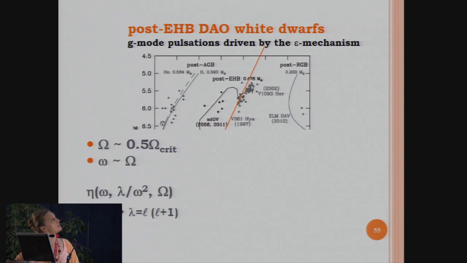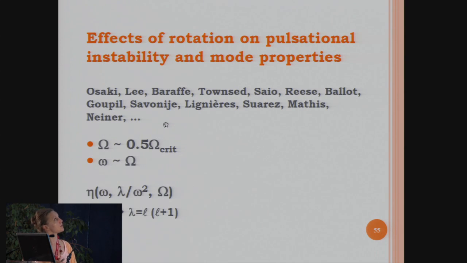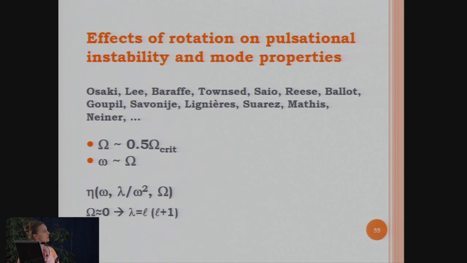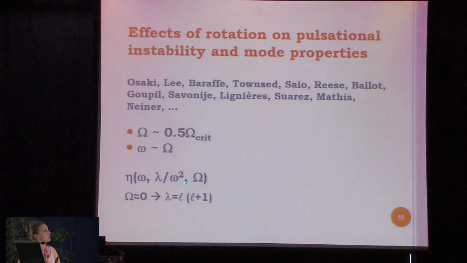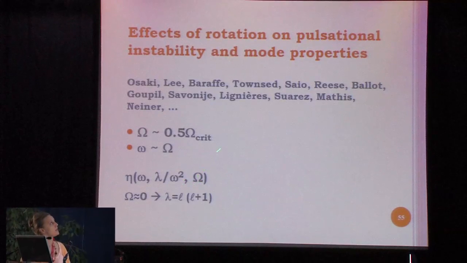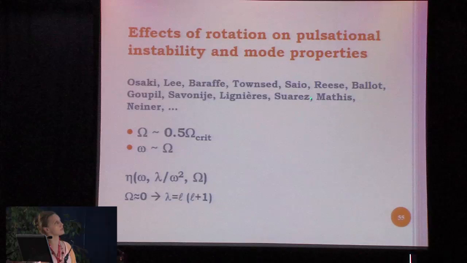Sorry. And just a few words about the effects of rotation on pulsation, because it is very important. The eta parameter depends not only on the frequency and the shape of eigenfunctions, but also on rotation. In the case of p modes, usually we have to take into account the centrifugal force. In the case of slow modes, like g modes, we have to take into account the Coriolis force.